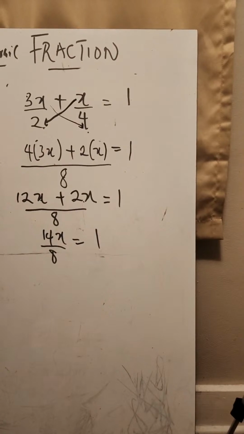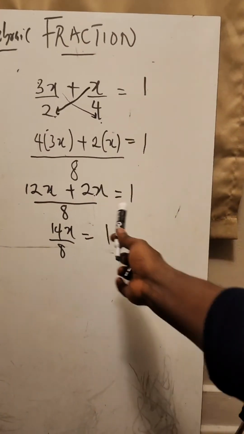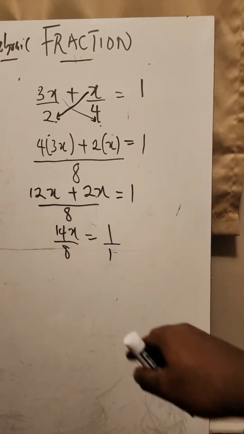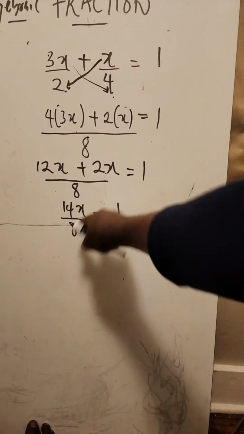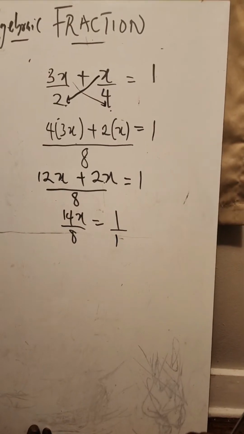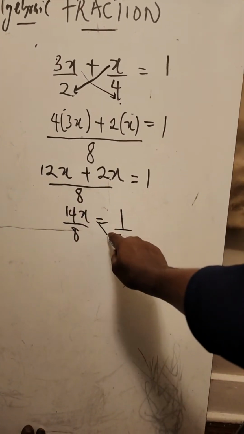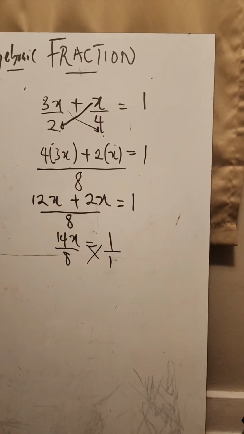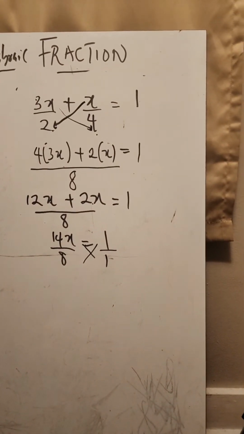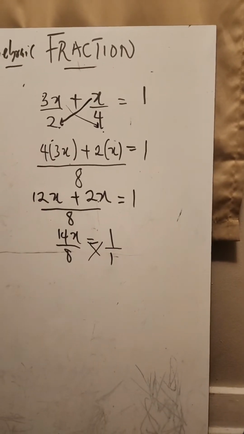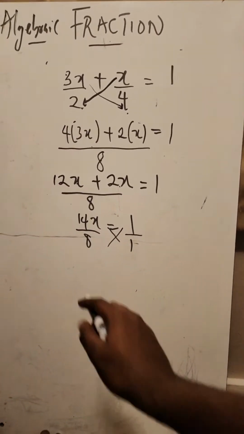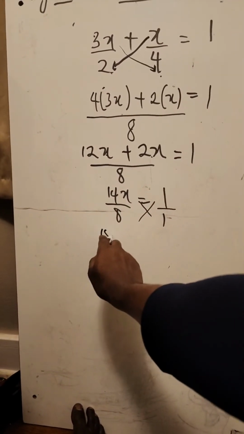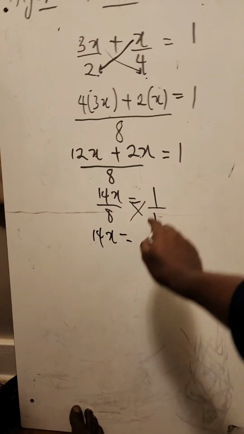But when we have two fractions, like saying 1 over 1, separated by an equal sign, the next thing that will come to your mind must be what? Cross multiply. Anytime we're having two fractions separated by an equal sign, you must cross multiply. So by cross multiplication, we have 1 times 14x, we have 14x.